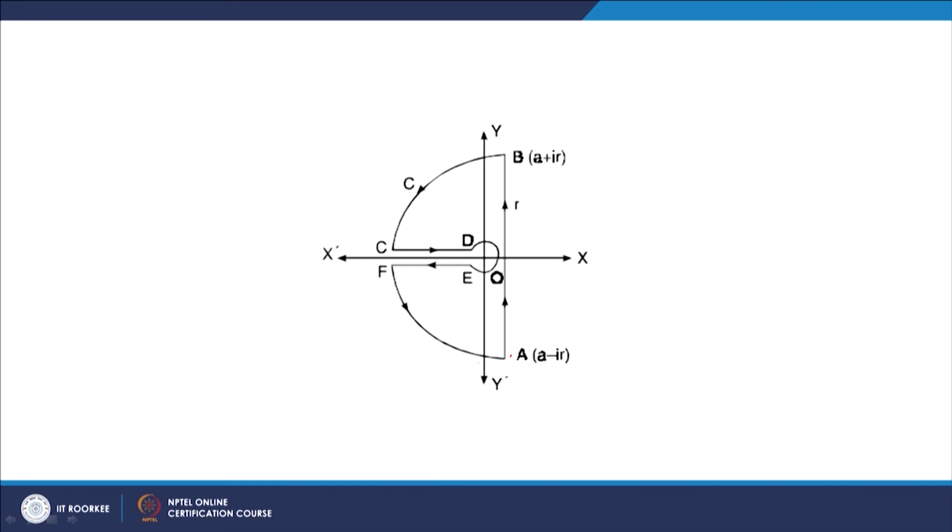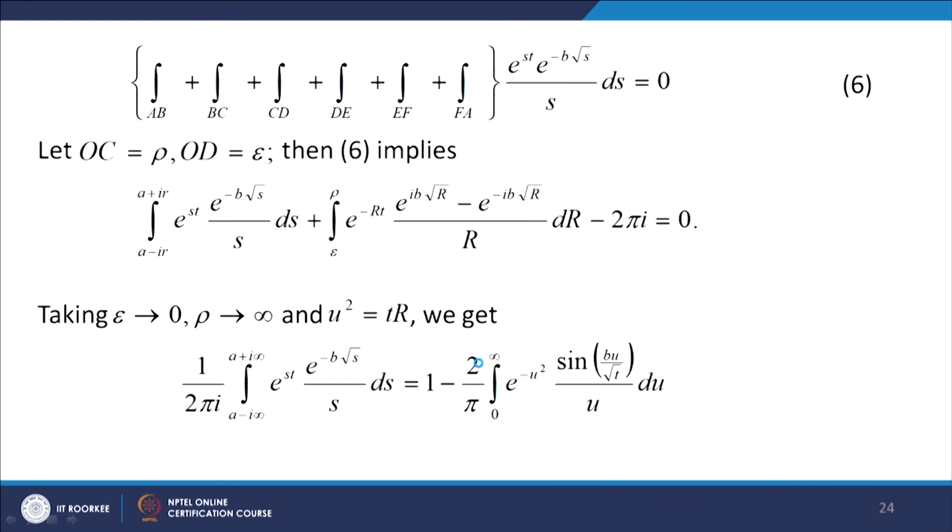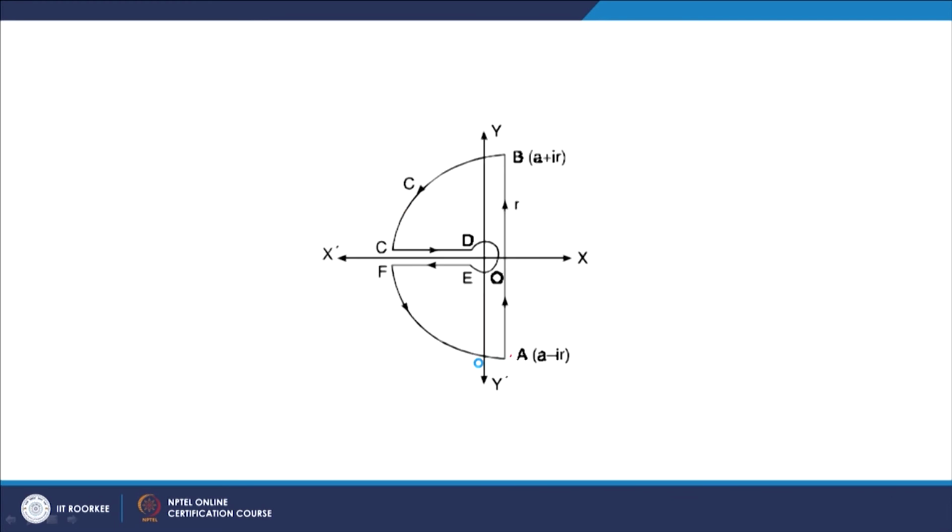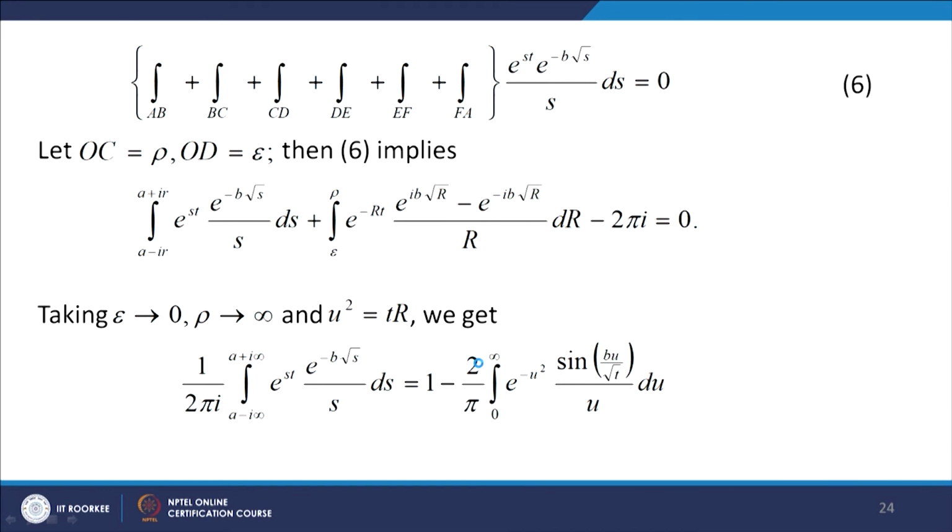Okay. So, this contour we take, and then we can write the integral over this contour in parts: the integral over ab, bc, cd, de, ef, fa of e to the power st e to the power minus b root s over s ds is equal to 0. Okay. Now, what do we notice?